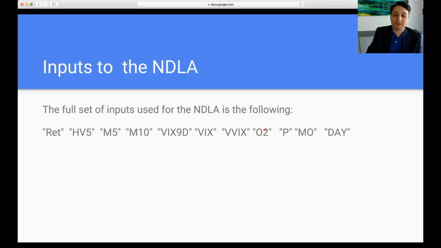O2 is ambiguity. And P is the probability of negative returns, which is a concept related to ambiguity. They go hand in hand. And you notice that when I plot them, ambiguity is the black line and probability of negative returns is the red line. So they are used here for the NDLA. And I also use the month of the year and the day of the week as seasonal parameters. So that's it. Those are the 11 inputs.